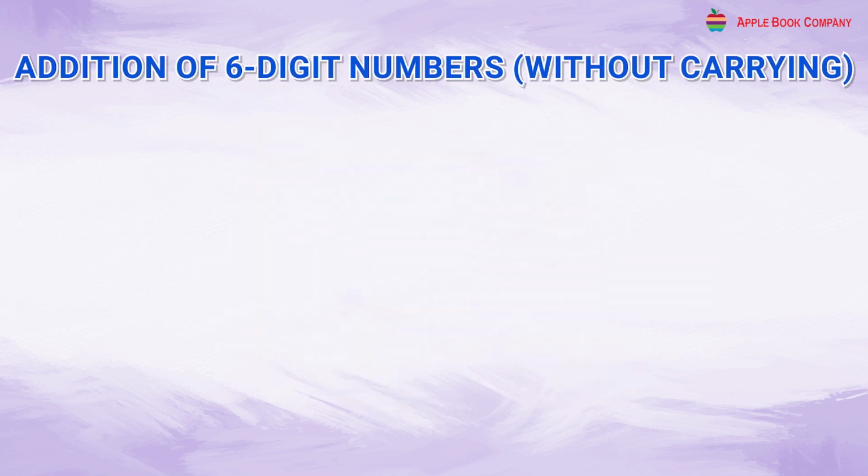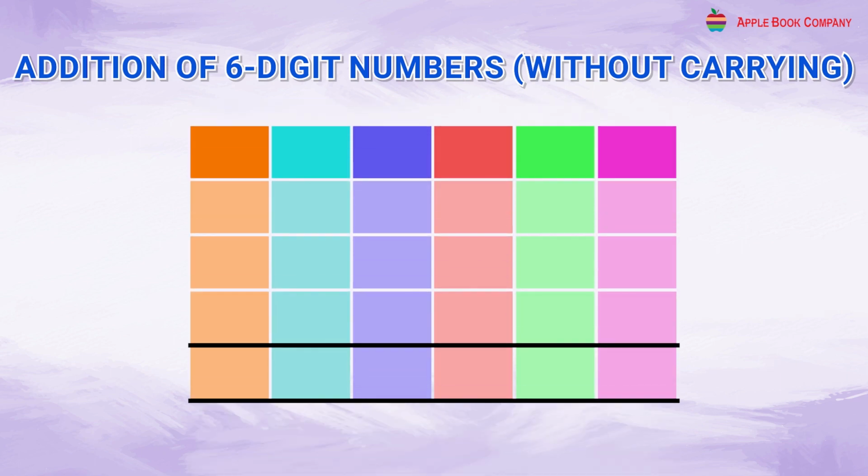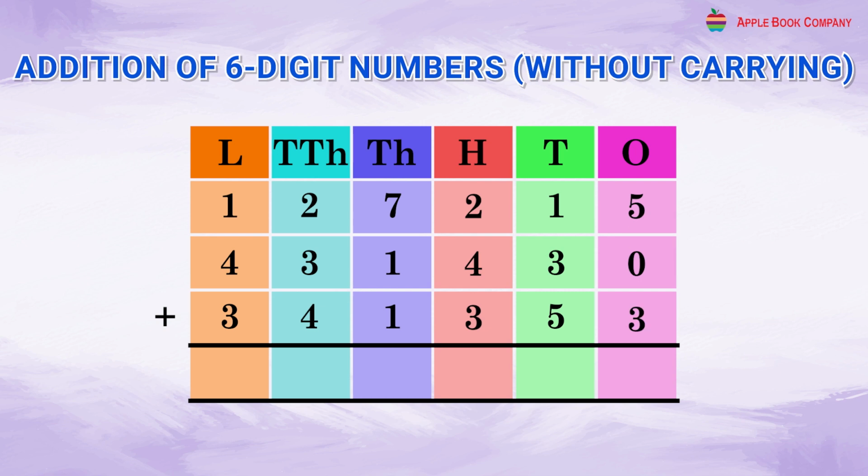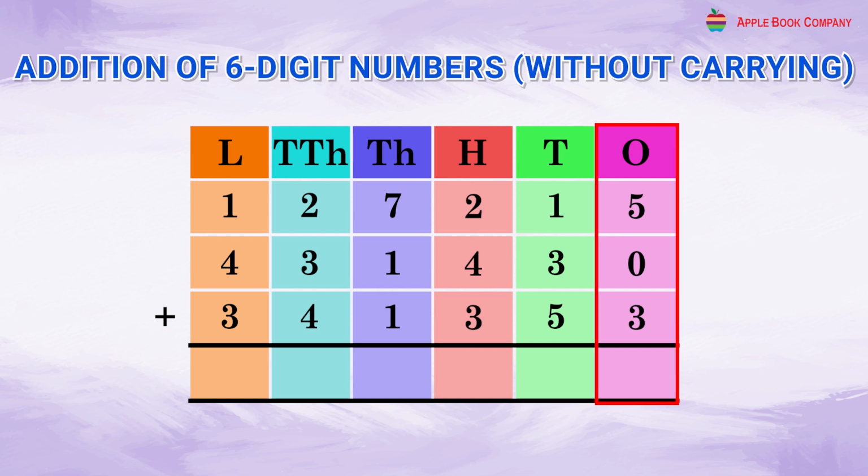Our next topic is addition of 6-digit numbers without carrying. In this example, find the sum of 127215, 431430 and 341353. Write the given numbers in proper columns and follow the steps. Firstly, add ones. 5 plus 0 plus 3 is 8.